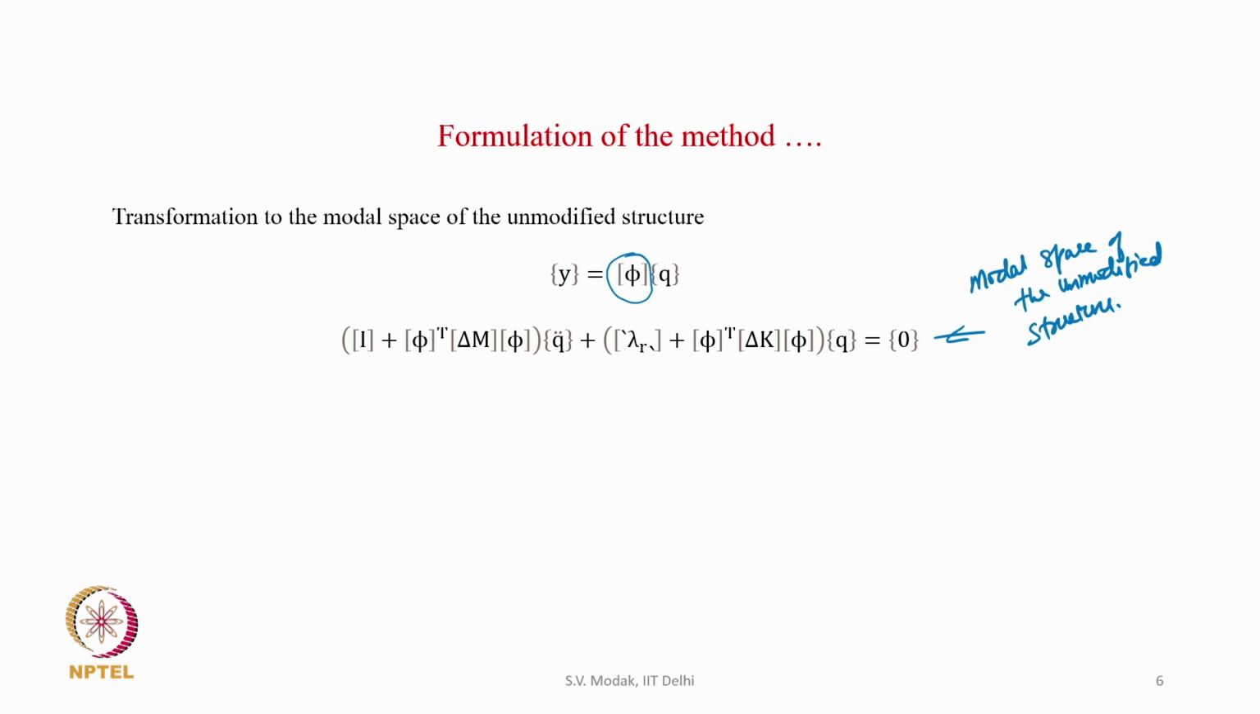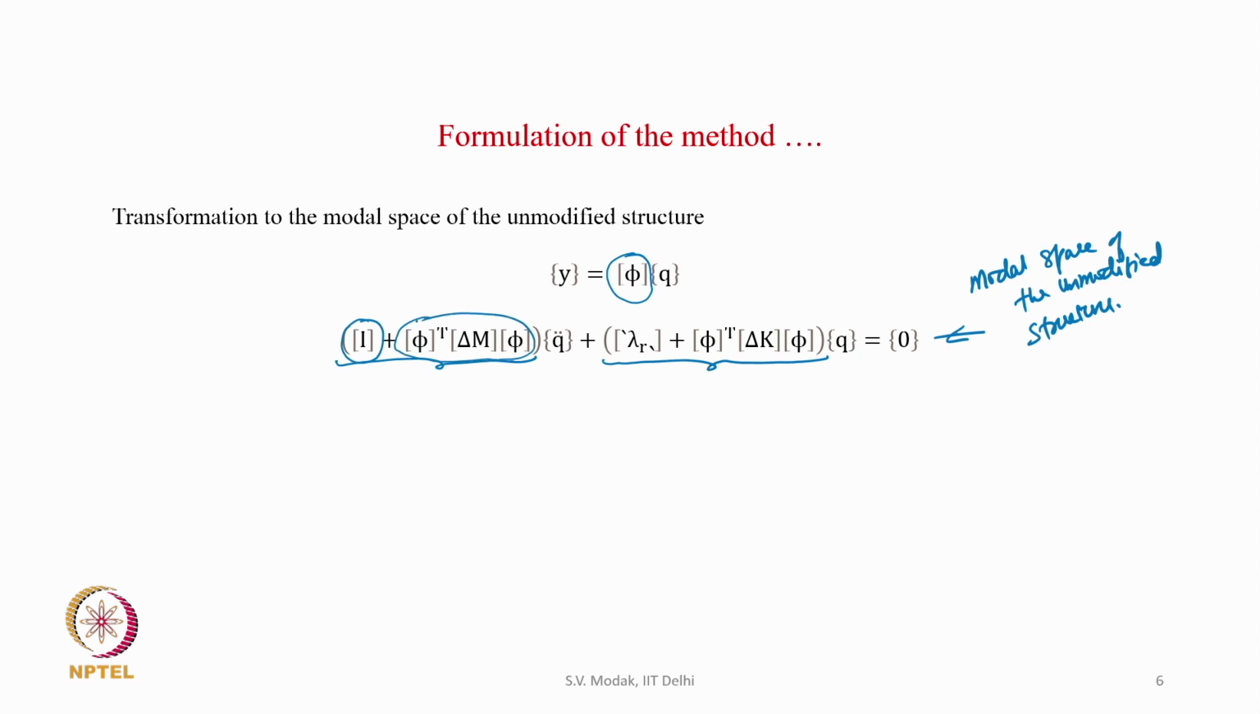Here q is the vector of modal response in the modal space of the unmodified structure, and you can see now we have two coefficient matrices. This can be called the mass matrix in the modal space of the unmodified structure, and this could be called the stiffness matrix in the modal space of the unmodified structure, or the modal mass matrix and modal stiffness matrix, but they are in the modal space of the unmodified structure.